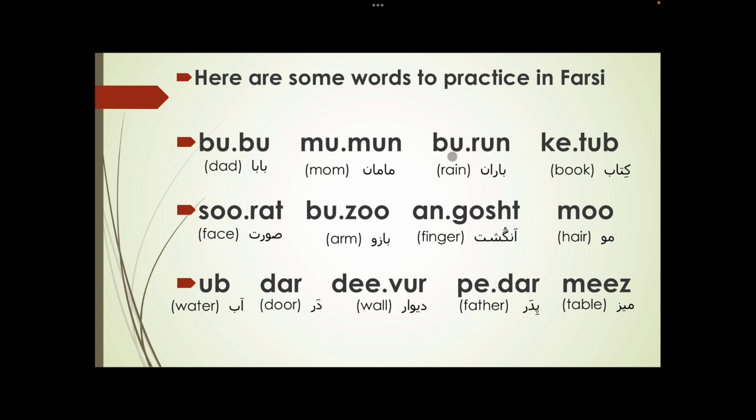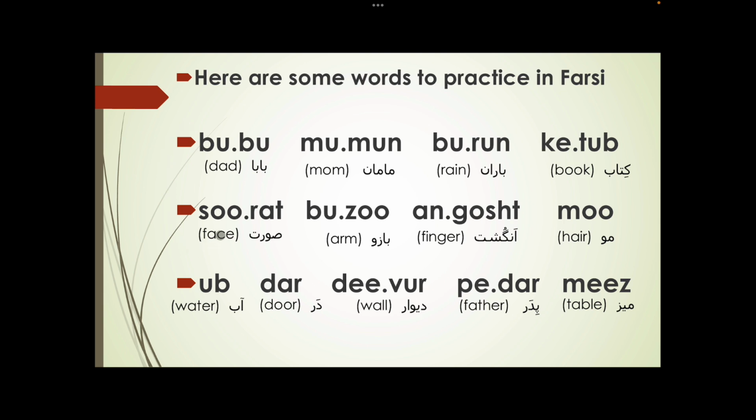How about this one? So let's break it down again. Ba and ron. This will be baron, which means rain. How about the next one? Ke tob, ketab. So if I was to put it together and say it fluently, it would be ketab. See how I'm breaking down the word to make it easier for me to remember how to pronounce it? So you can try the same thing as well.